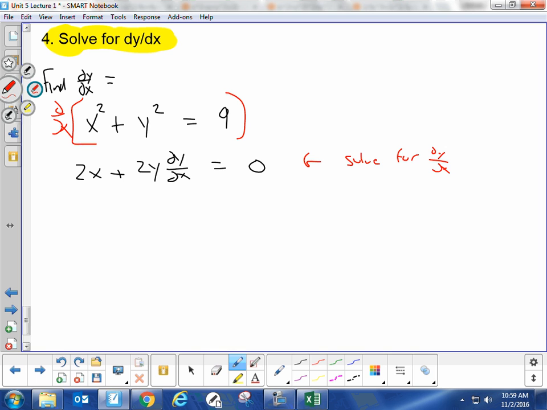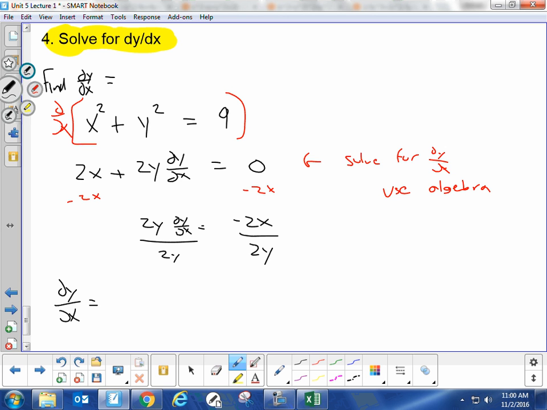Now, how do we solve for things? Well, using algebra, we're going to get dy/dx by itself by removing the 2x and the 2y, making sure we remove the 2x that's being added by subtracting it, and making sure we remove the 2y that's being multiplied by dividing. We're taking the inverse to find dy/dx. So, and it's very important to remember to use algebra and to not just move things, I can subtract the 2x. Then I can divide, since this is all multiplication, by 2y. And I get dy/dx is equal to, I can cancel these twos, negative x over y.